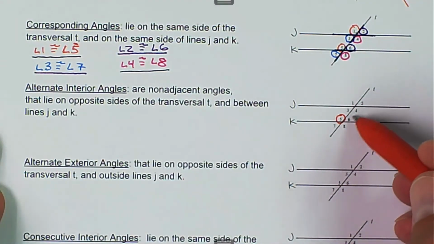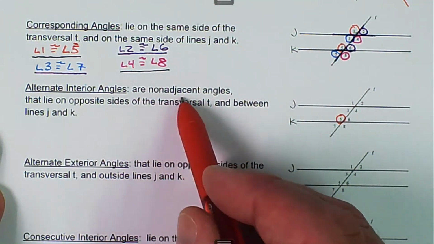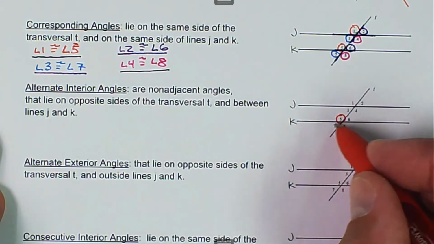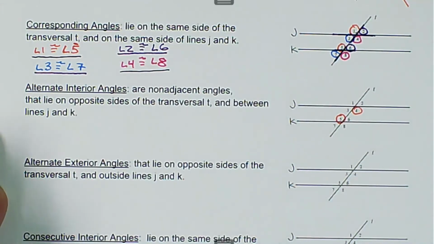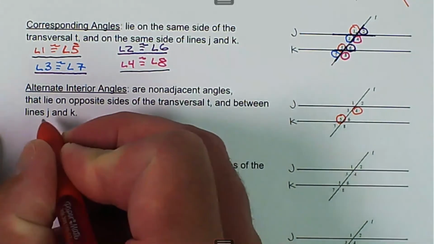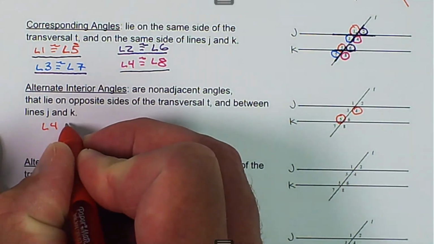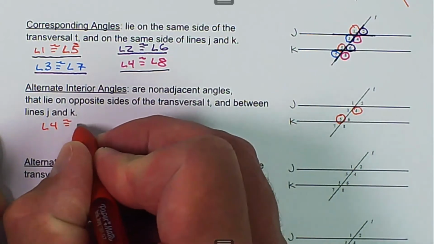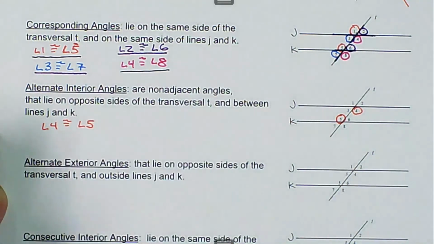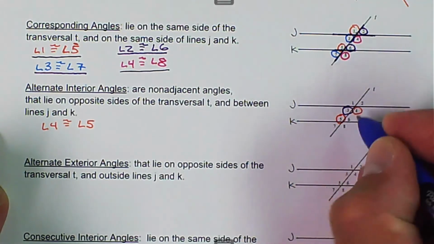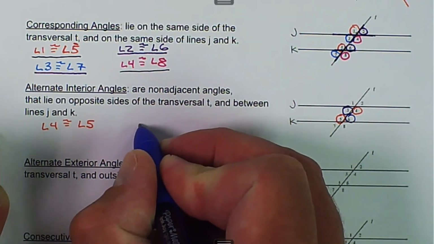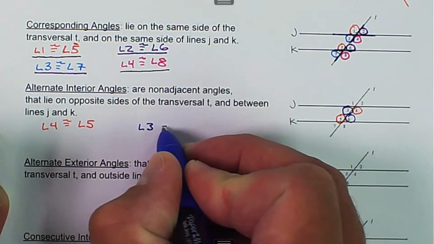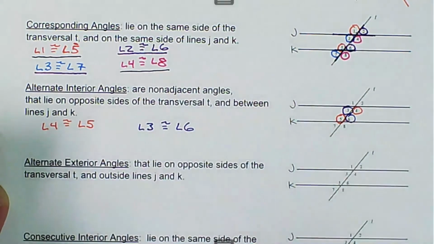So now we're down to 4 and 6. And it's non-adjacent, so it can't be touching. So 5 and 6 are adjacent. They form a linear pair. So angle 4 and angle 5. So angle 4 is congruent to angle 5. There's another set here, angle 3 and angle 6, those are also alternate interior. So angle 3 is congruent to angle 6.